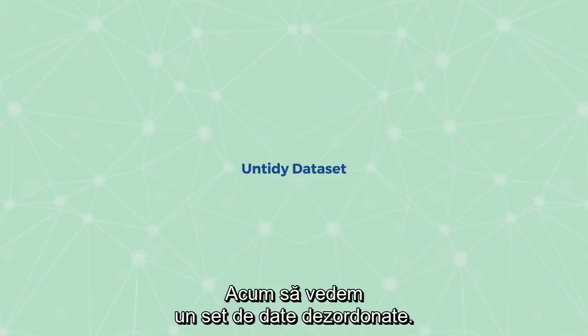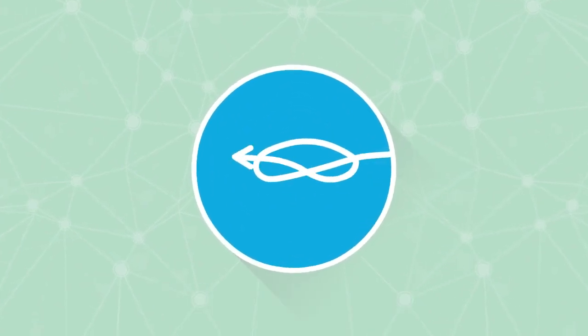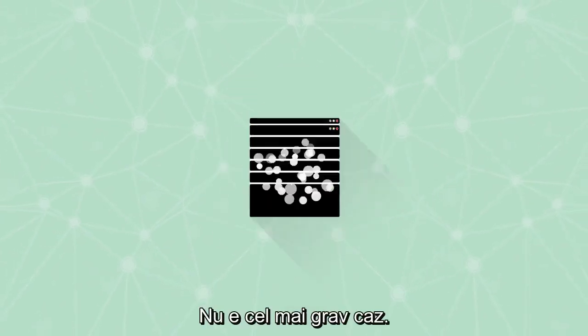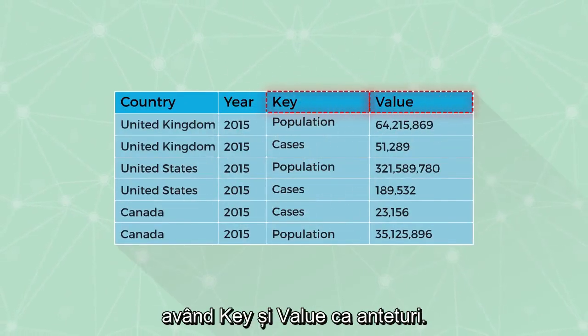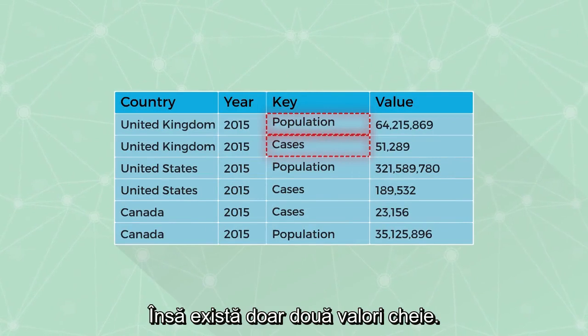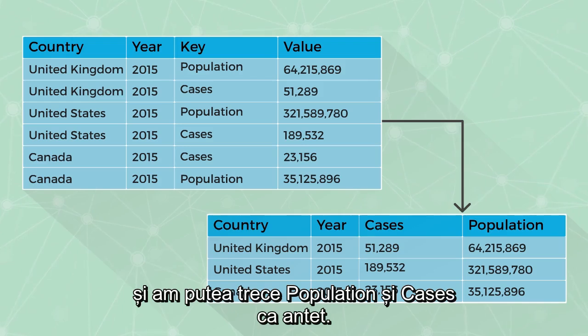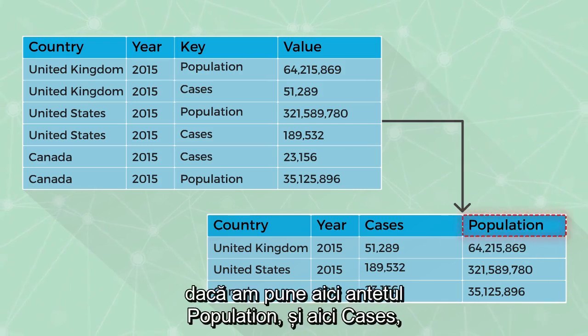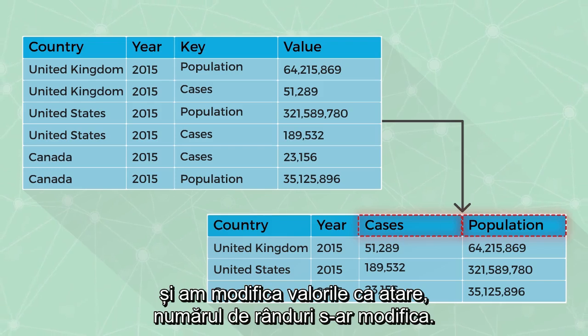Now, an untidy data set. In this first example, we're going to talk about tangled variables. This is not the worst case scenario. This tries to represent the data in a long format, so we have keys and values, but there are only two key values. So we could cut the row count in half if we just put population and cases as column headings in the data. So instead of key, if we put population here as the header and cases here, and then put the values in accordingly, we could halve the number of rows in the table.